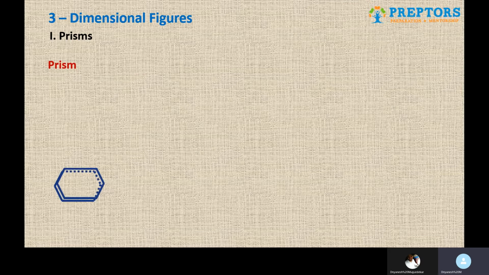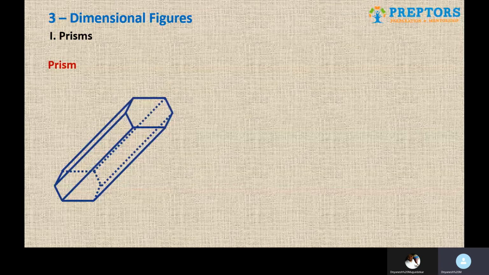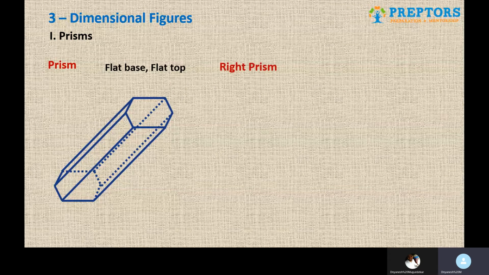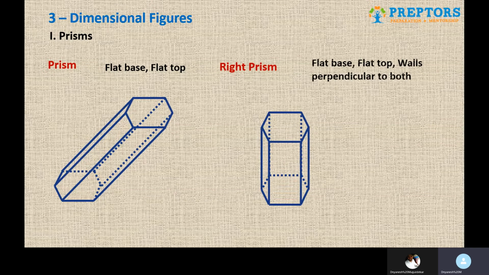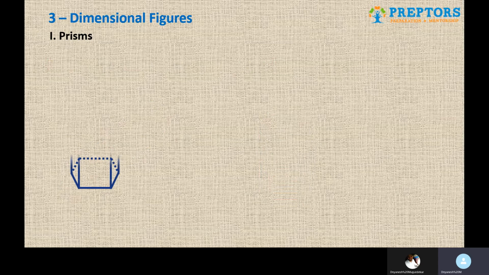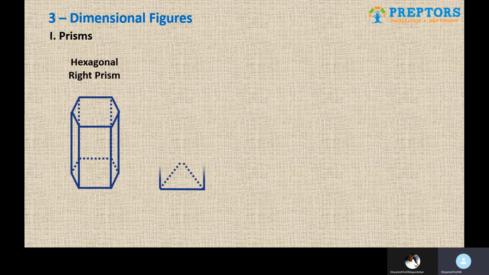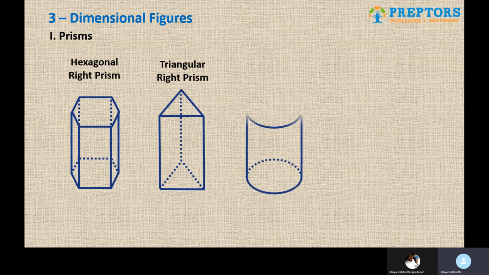The identification of a prism is very simple. The walls are straight up, parallel, with a flat base and a flat top. Now, depending on the base shape, the prisms will be categorized into different varieties. If the base is a hexagon, you get a hexagonal right prism. If the base is a triangle, you get a triangular right prism. If the base is a circle, you get a circular cylinder, right circular cylinder. So that's how the names are based on the shape of the base.